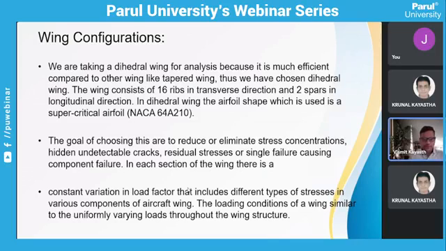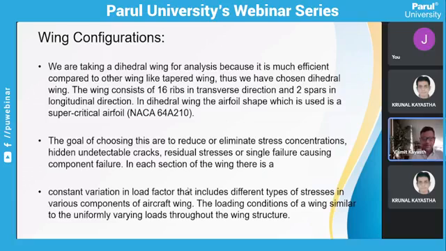Okay, and the goal of choosing this is to reduce or eliminate stress concentrations, or any kind of residual or single fracture causing, because there would be a lot of load once it takes off and is getting to a higher altitude. Okay, and a constant variation in the load factor that includes different types of stresses is also taken into consideration. So loading conditions will be similar, but the loads that we are going to present over here would be constant, would be having a constant force over the wing structure. It won't be varying with the time.